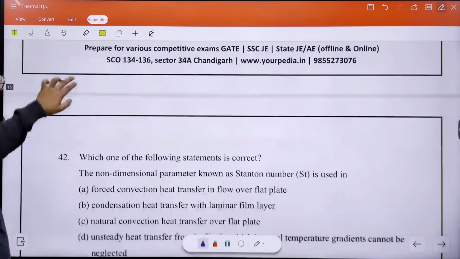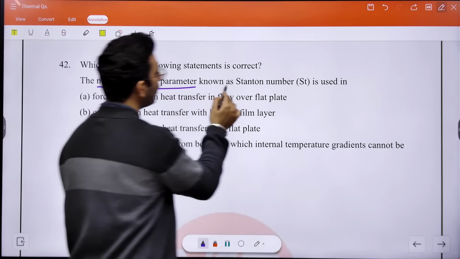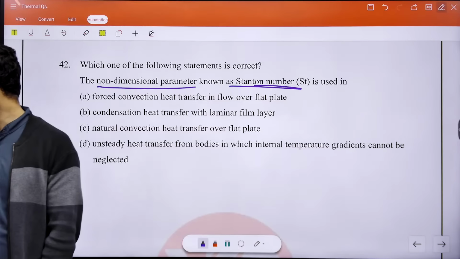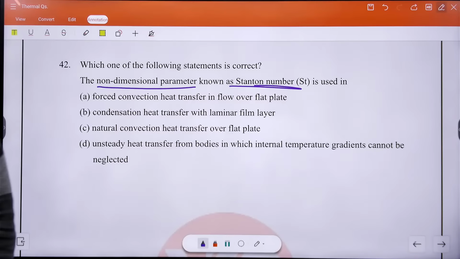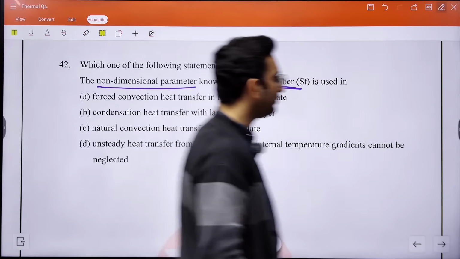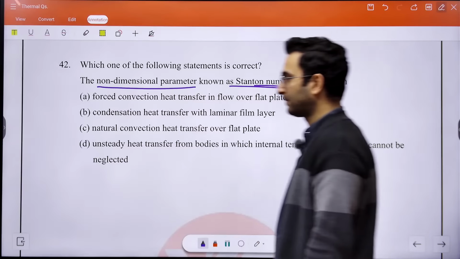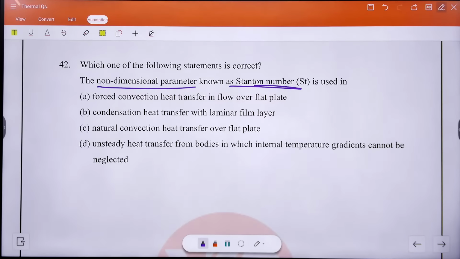Next question. Which one of the following statements is correct? The non-dimensional parameter known as Stanton number is used in which case? Yes, tell me the answer. A, B, C, D. What can be the answer here? Option number A. Forced convection heat transfer in flow over a flat plate here.